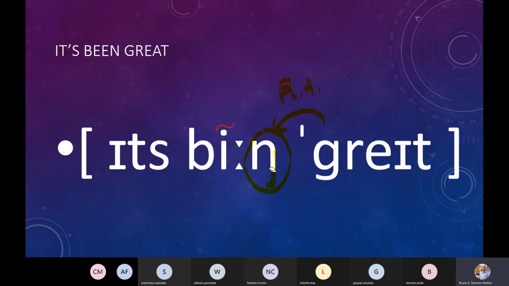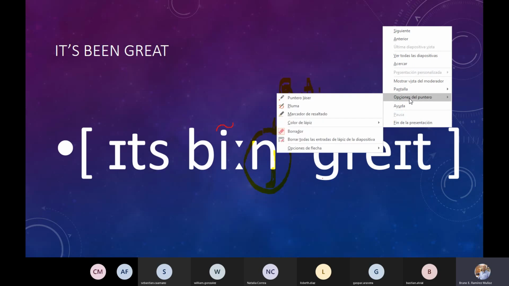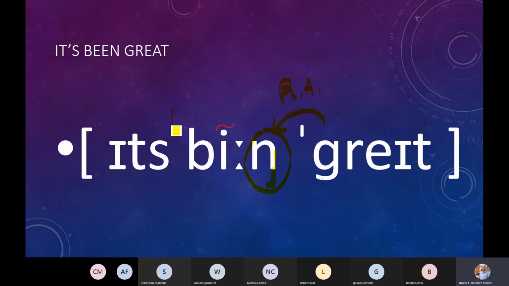Okay, so this is an example in which you can see that even though they are two separate words, bin is one word and great is another one, in fast speech, or when people are speaking at a normal pace, sounds may be influenced across this word boundary. This is a word boundary.